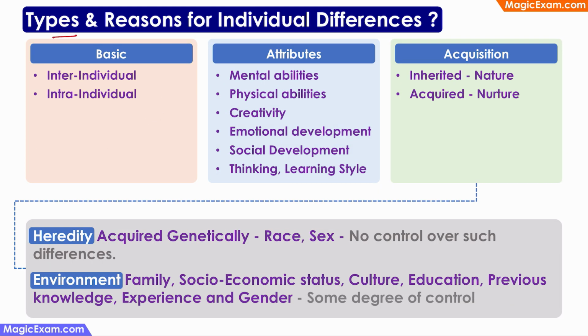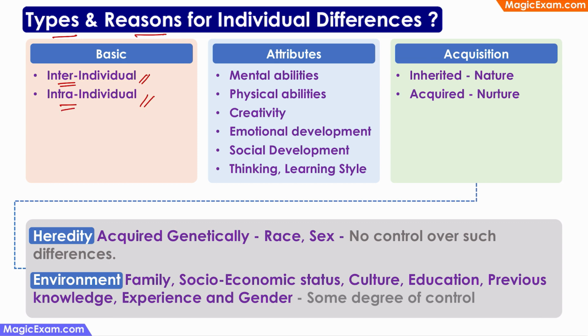Next, let us look at the types and the reasons for these individual differences. Individual differences can be classified into two basic types: inter-individual or intra-individual. Inter-individual means the difference between two different individuals. Such as, if we compare two children, one child might be good at maths, one child might be good at science. So these are the differences between two different children. Therefore, these are inter-individual. And if we take the same child, the child might be good at singing but might be bad at drawing. Therefore, there are differences within the same child when it comes to different types of abilities or different creativity. Therefore, intra-individual are the differences within the same person.